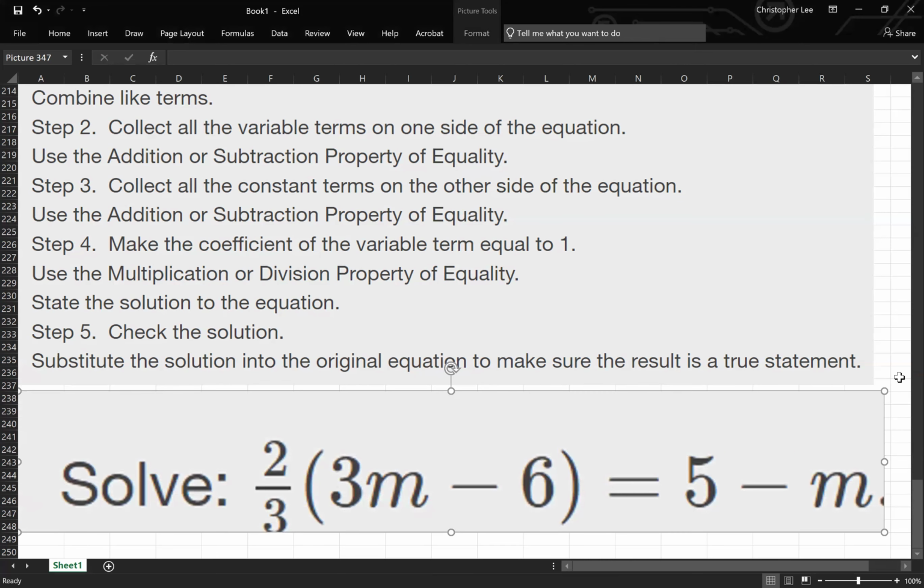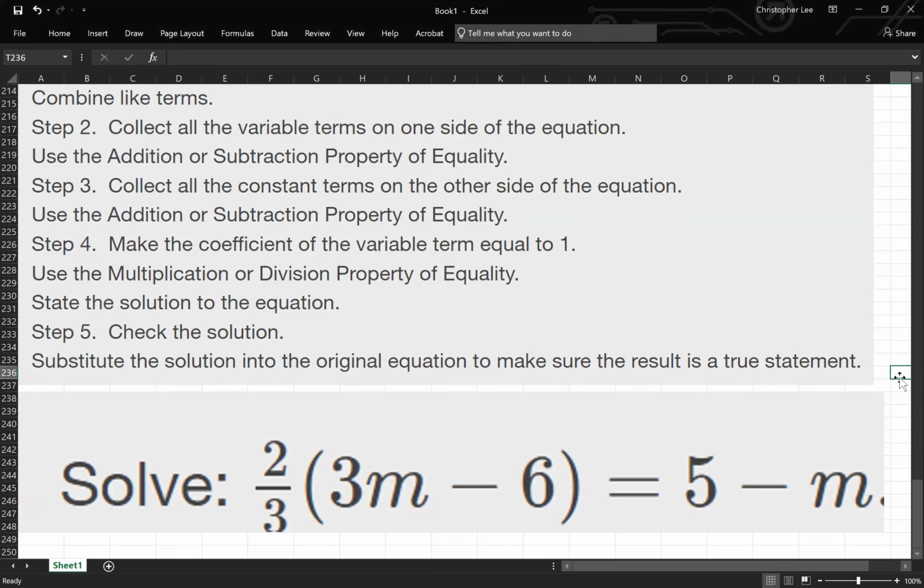this is going to be our next example that we're going to do. It says solve 2 over 3 times 3m minus 6 equals 5 minus m. You see how the variable, the m, is to the 1 power? That's linear. If the variable is to the second power, that's quadratic. Third power, cubic. Fourth power and above is polynomial.